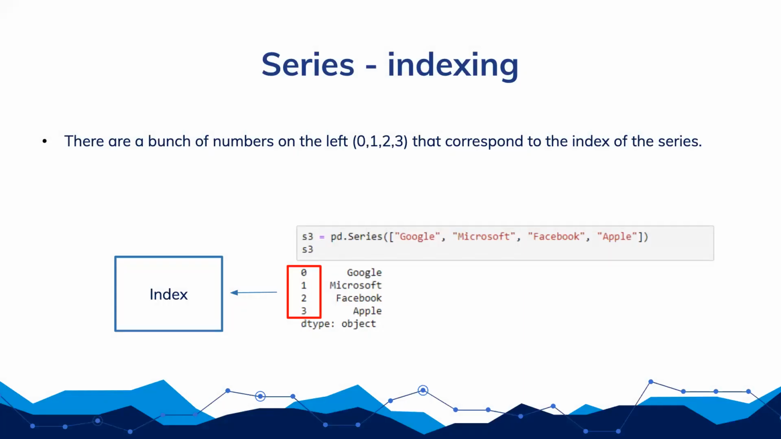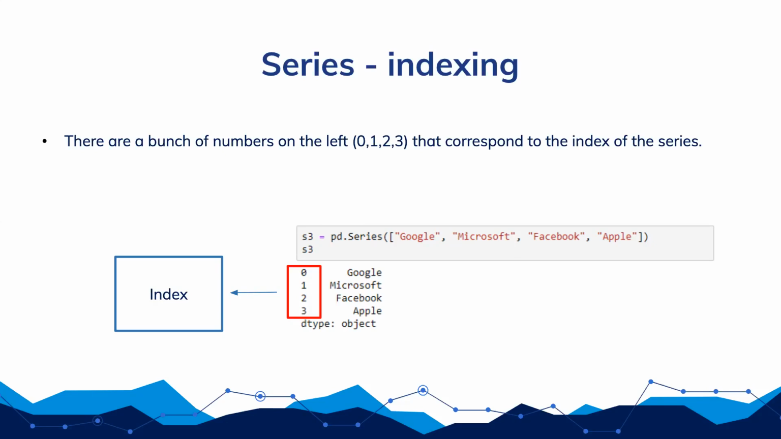So series also work with indexing. These numbers that you see, 0, 1, 2, 3, are the index of the series. So index 0 is Google, index 1 is Microsoft. And this is the standard indexing.